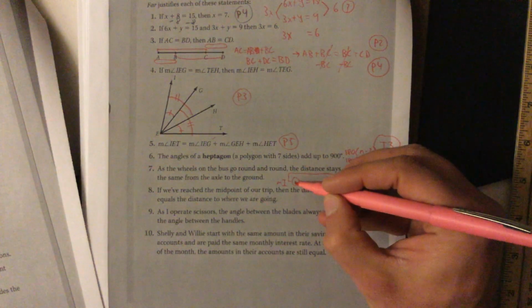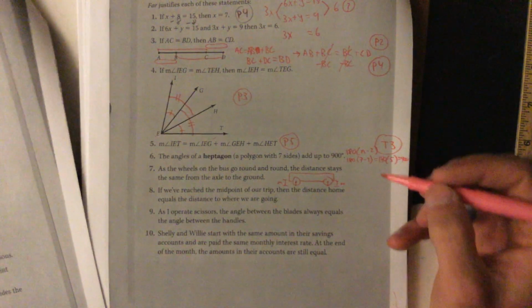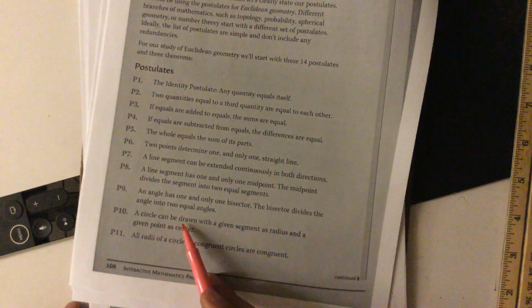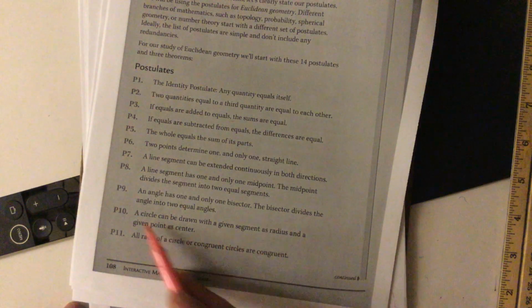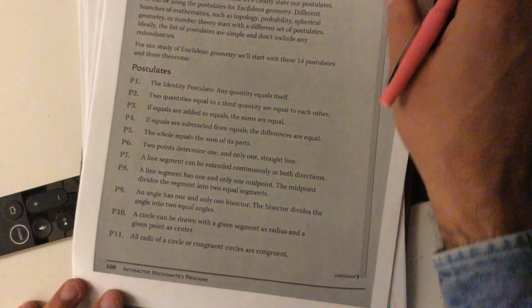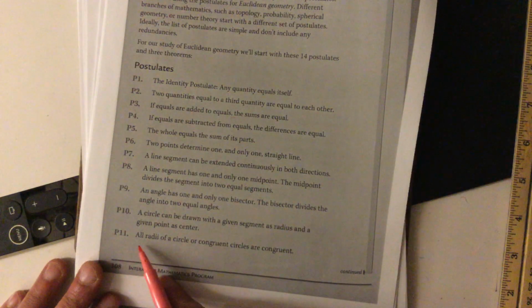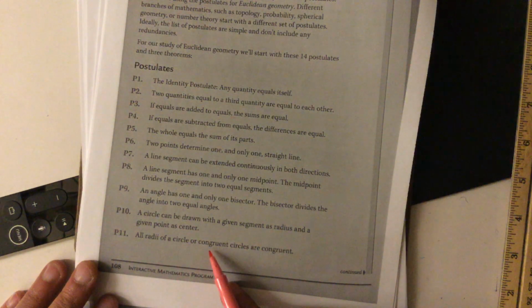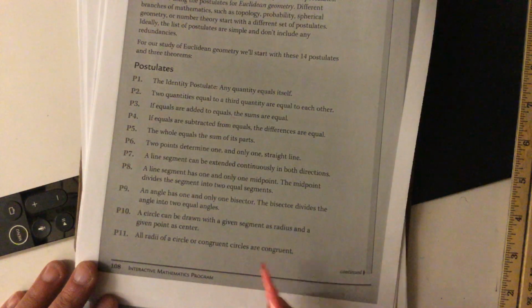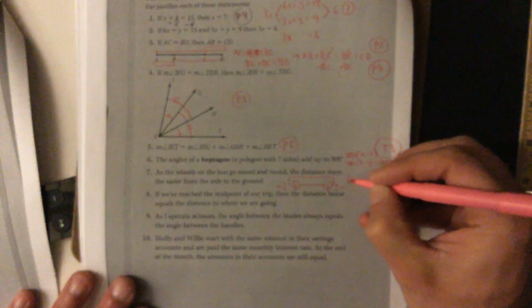Hey, this is a circle thing, right? That's the radius of the circle. We have one about the radius. A circle can be drawn with a given segment as a radius and a given point at its center. So that's postulate 10. Or no, postulate 11. All radii of a circle or congruent circles are congruent. So that's postulate 11. Whew, almost got me.